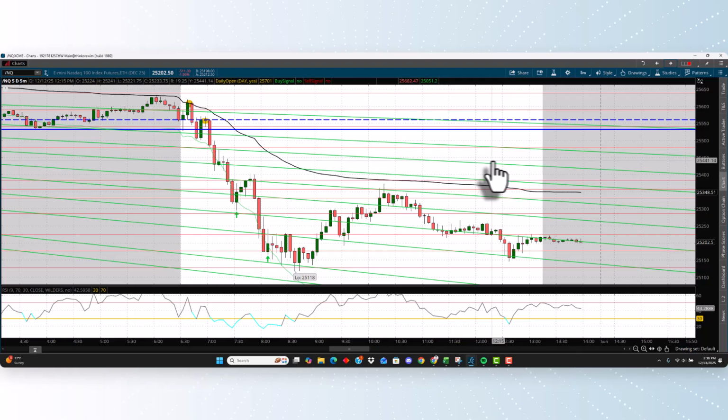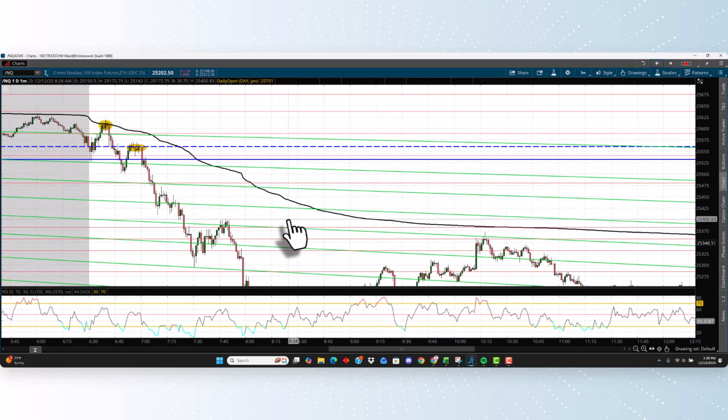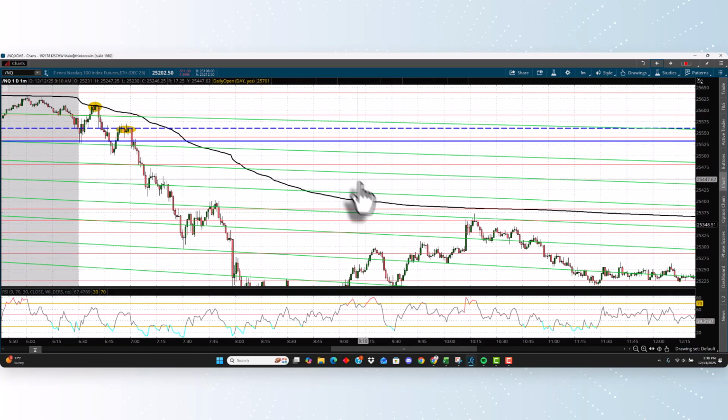Regarding the VWAP, see how the market climbed back up to the VWAP. It didn't really touch the VWAP, but it almost went up there. All right, so let's jump to the 1-minute chart, and we'll analyze.